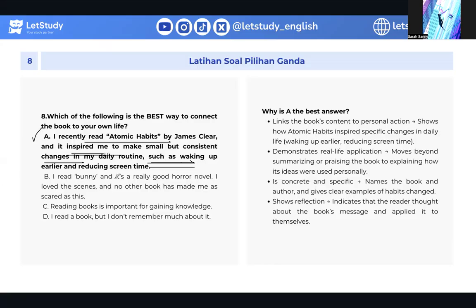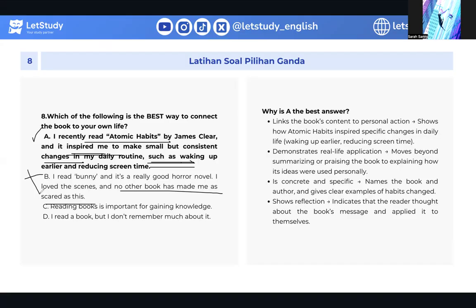For B, I read Bunny and it's a really good horror novel. I love the scenes, and no other book has made me as scared as this. Now for B, it doesn't really connect the book to their own life, right? It just says this book Bunny is scary. And because of that, B is not the correct answer. B could be a correct answer if it was expanded more.